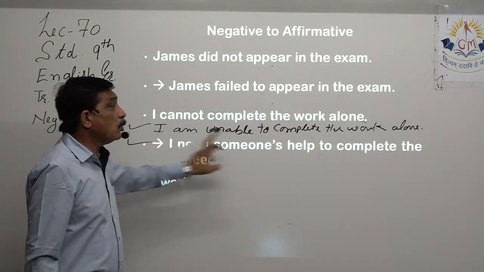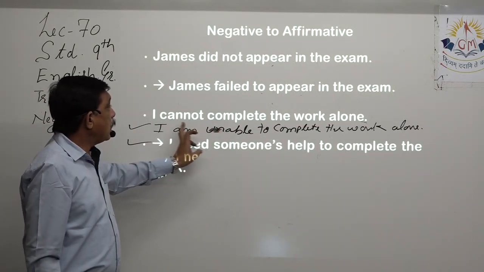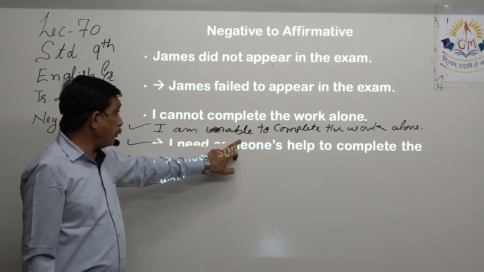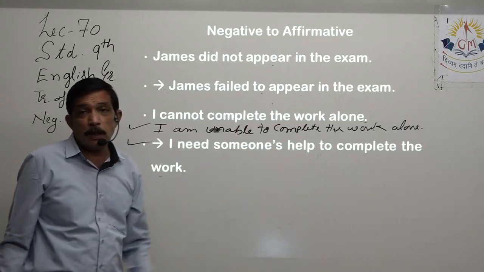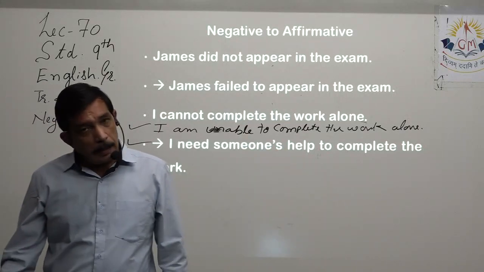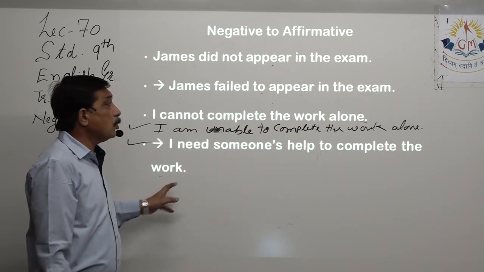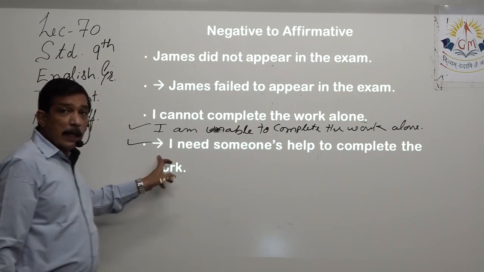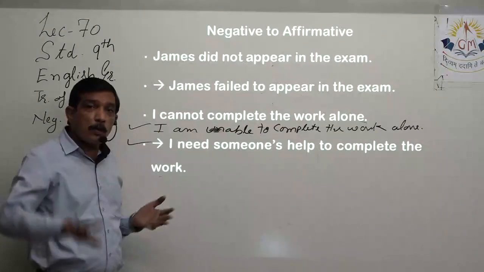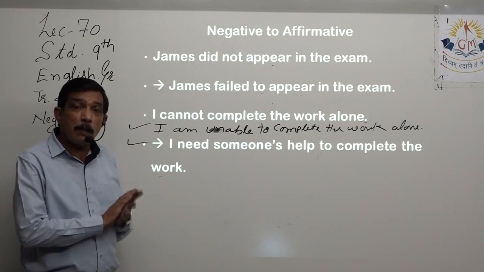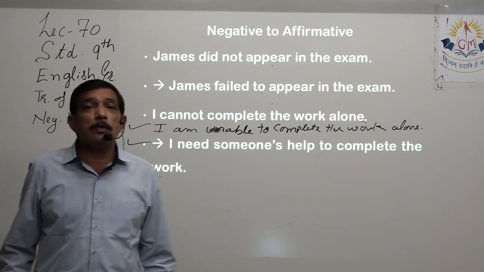There is no use of negative word over here. You changed cannot to unable. I cannot, I do not have the ability, right? I am unable to complete the work alone. That is also true, but more appropriate is I need, because alone is there. So in this sentence, I have removed the word alone completely, because I need someone else's help to complete the work.